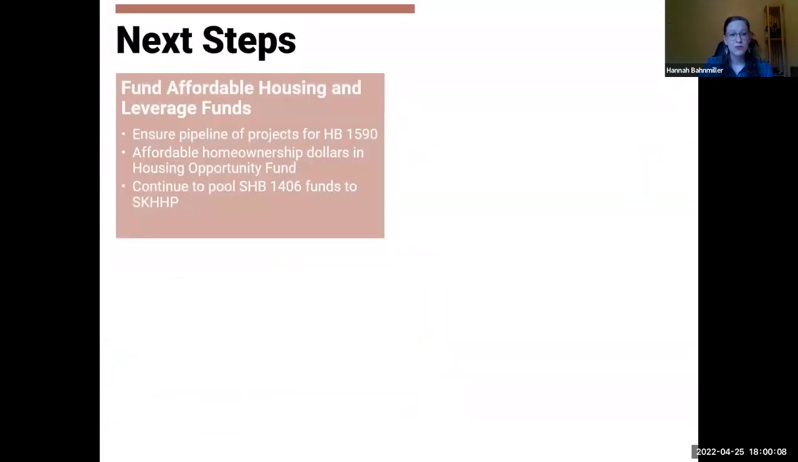So first, in terms of next steps, as we heard from Mark, it is incredibly important for us to continue to fund our affordable housing developers and to use our dollars to leverage to build more units. We can ensure this in a few ways. First, by identifying a pipeline of projects for HB 1590. This source will continue to accumulate, giving us new opportunities to support eligible housing projects.